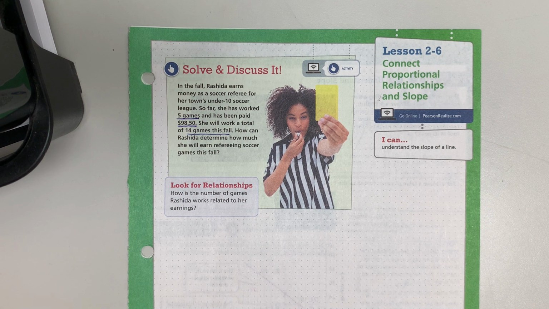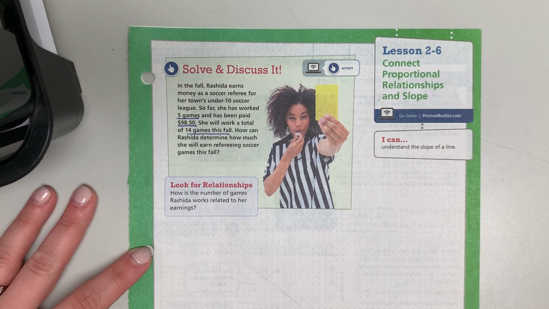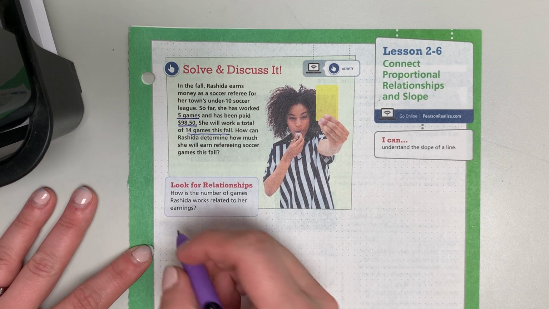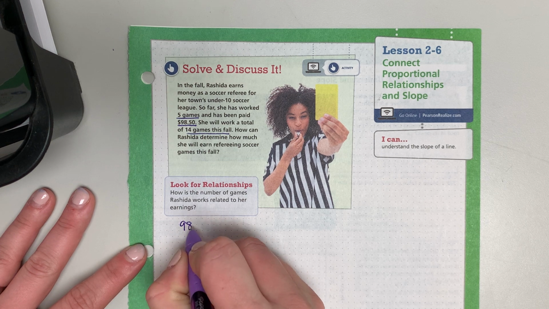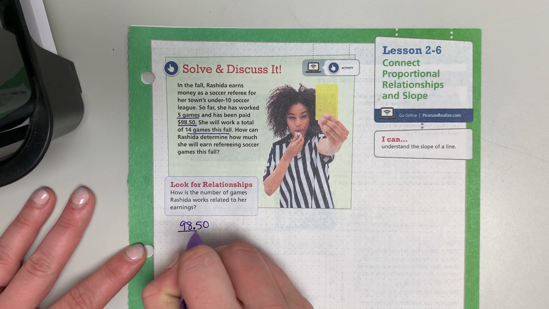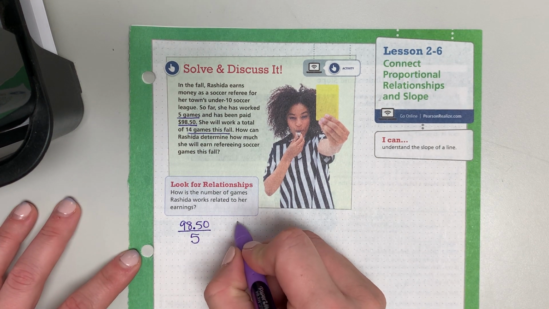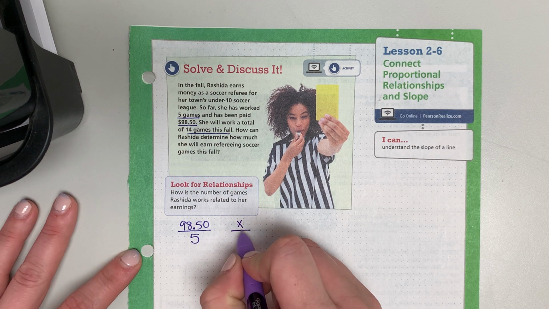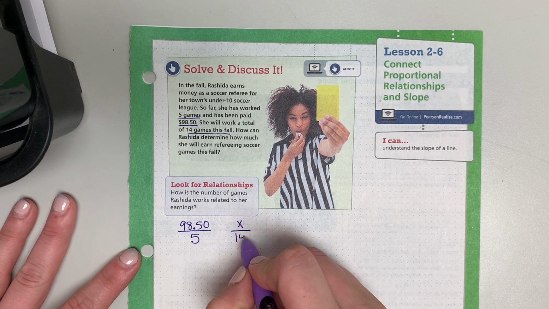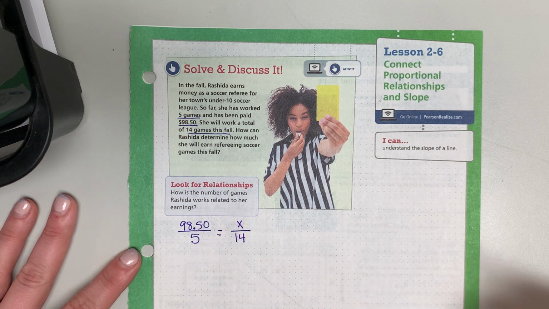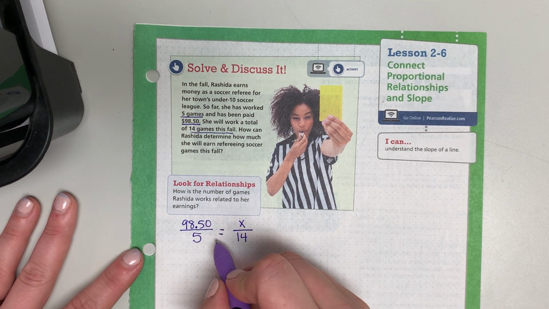Or you could set this up as a proportional relationship. So if you understand proportions and crisscross multiplying to solve, this is how you would set it up. You would need to make sure that you have your money, $98.50, over 5 games. And we want to see how much money we would make, so we're going to put an X, because we don't know, for 14 games.